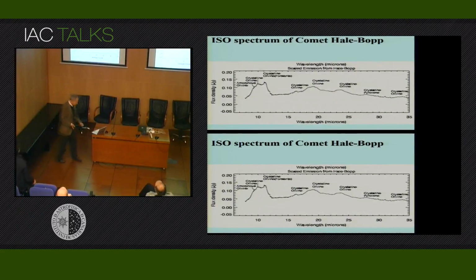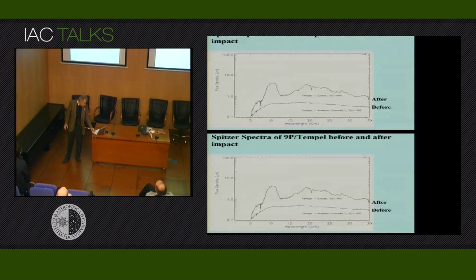Then I have the 9P Tempel spectrum before, which is in the bottom, and then after impact. And notice the sharp difference in the spectrum. The one before was basically a black body. It had very little spectral contrast. And after impact, we see the very strong peak in the 8 to 13 micron region due to silicates and the structure within that peak. And then more structure at longer wavelengths, of which we've been able to model, and I'll tell you more about those models later.